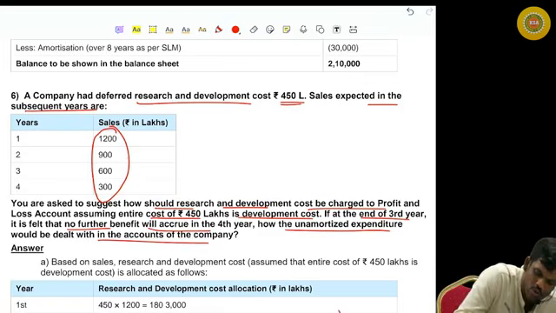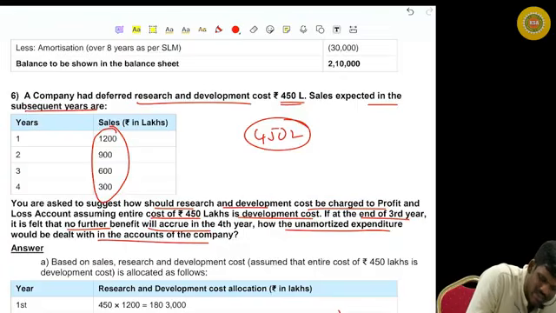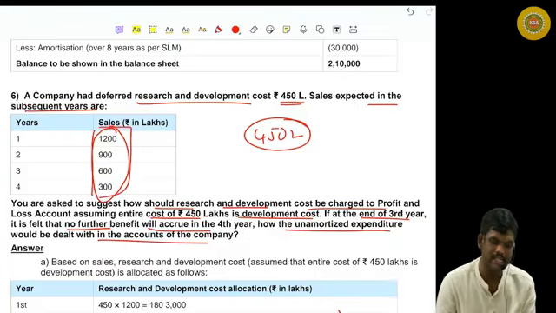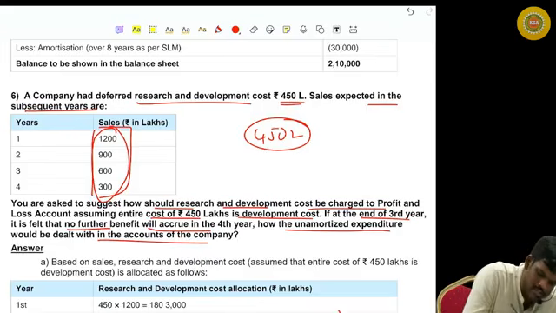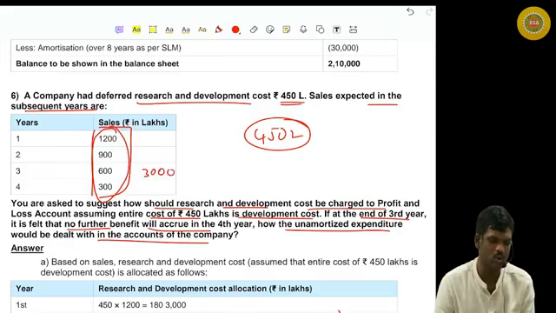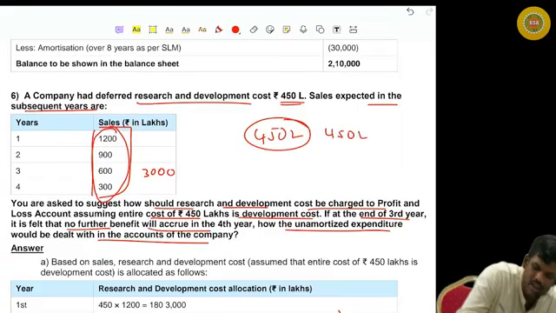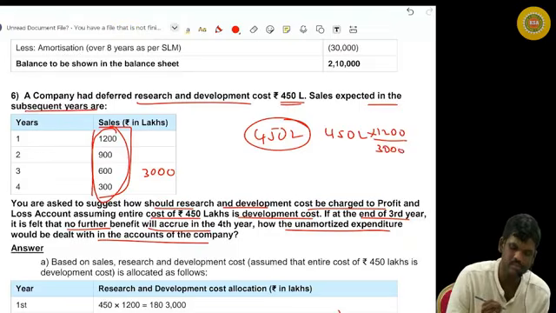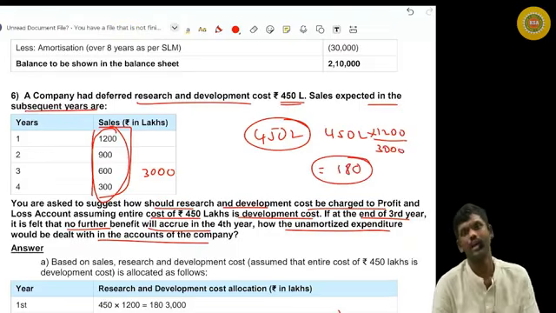Very simple. 450 lakhs totally you have spent. Now we have to decide how to amortize. Sir, how to amortize? Very easy. They have given you the sales ratio. In the sales ratio, it has to be amortized. So total sales 1,200, 2,100, 2,700, 3,000 are the sales. In the total sales of 3,000, 1,200 is in the first year. So 450 into 1,200 divided by 3,000. So in the first year, 180 will be the amortization.